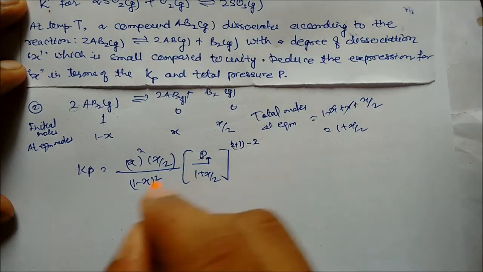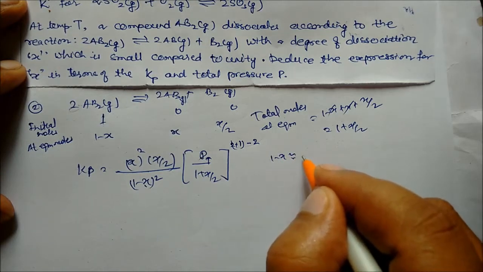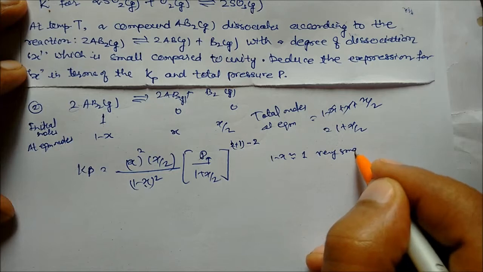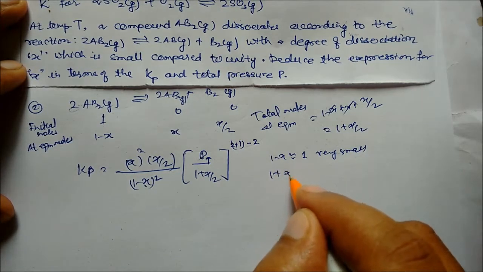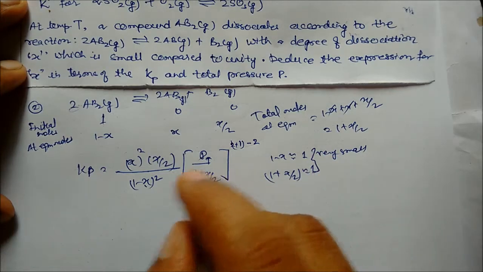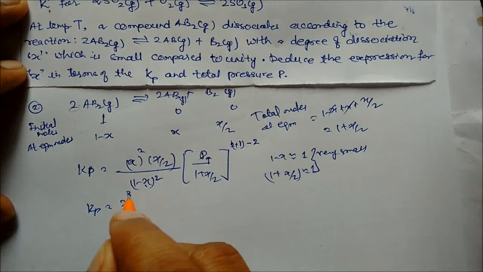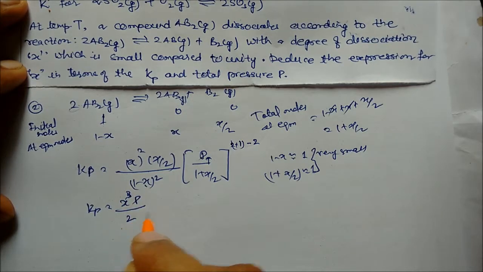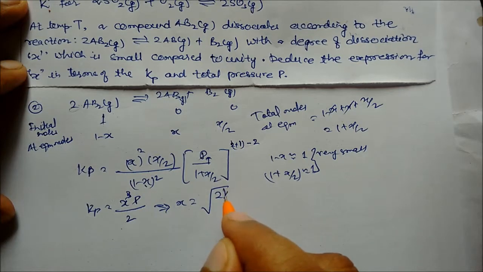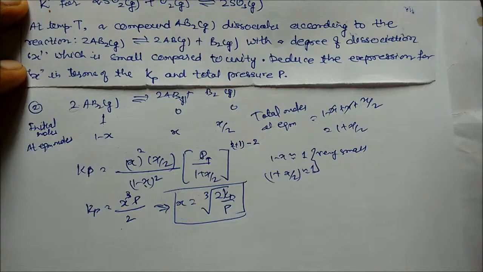Now here we have to see 1 minus x and 1 plus x by 2. So 1 minus x is very, very small, this is equal to 1. And the second is 1 plus x by 2, this is also small. So both are small, so we can neglect these. So on solving, we get Kp equal to x cubed by 2 times P. So we see that x is equal to the cube root of 2 Kp by P. So this is our answer.